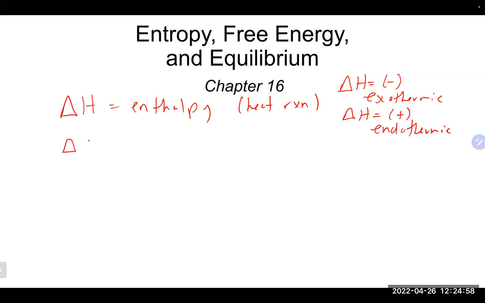We're going to add to that some of these other guys here. We will have delta S, which is the entropy, and we'll talk about what that is in just a second, not to be confused with enthalpy. Gibbs free energy is delta G, that is free energy.